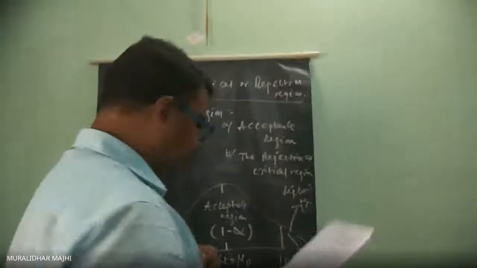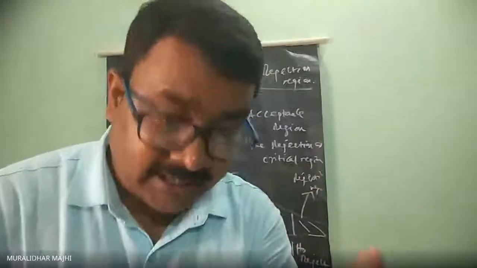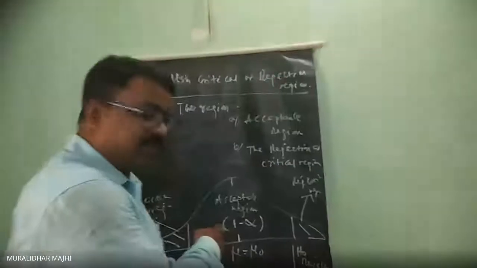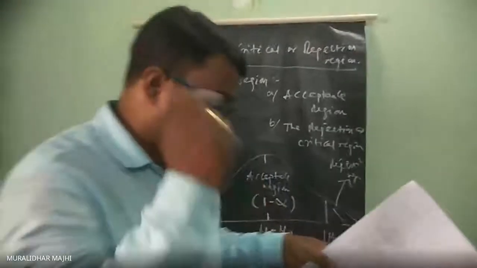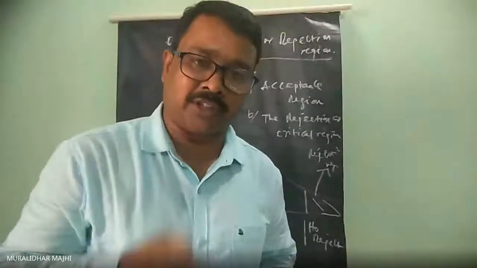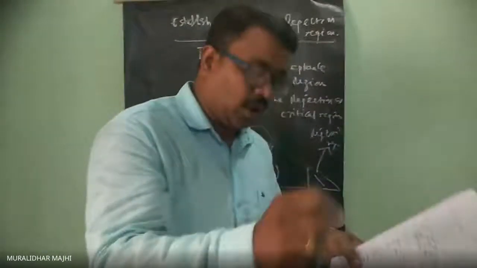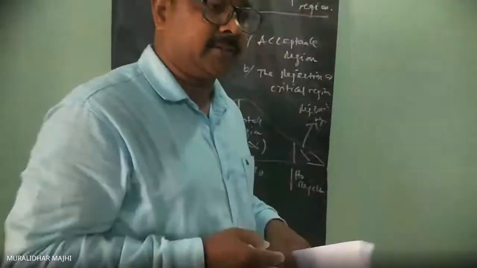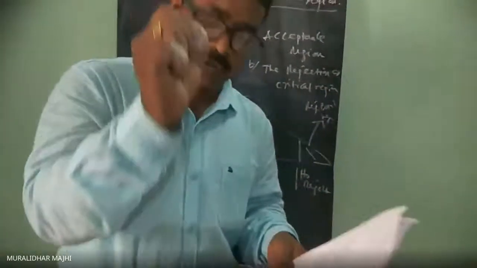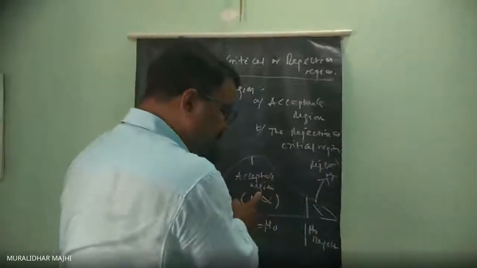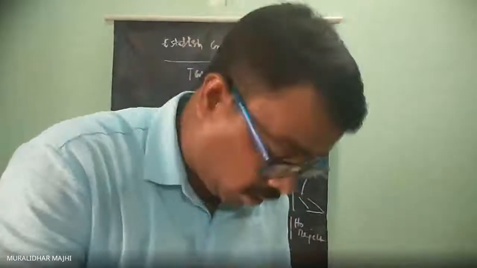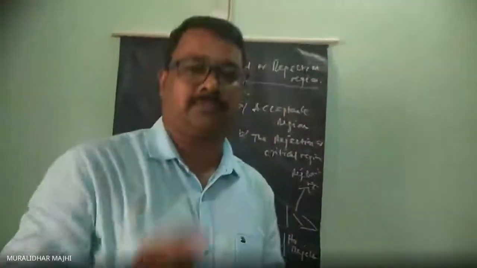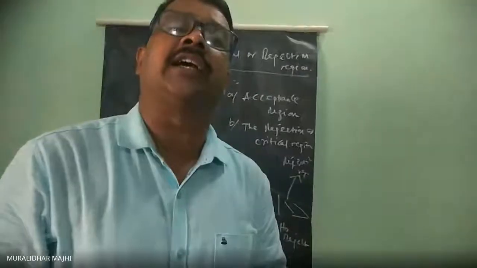What does it mean? It is the sample statistic that separates the region of acceptance and region of rejection. Got the point? You can write down this line. It is the value of sample statistic that separates the region of acceptance and region of rejection. That value is called critical value.